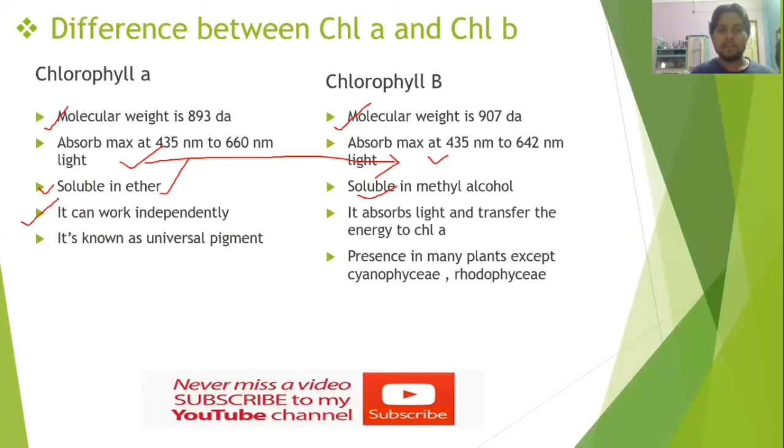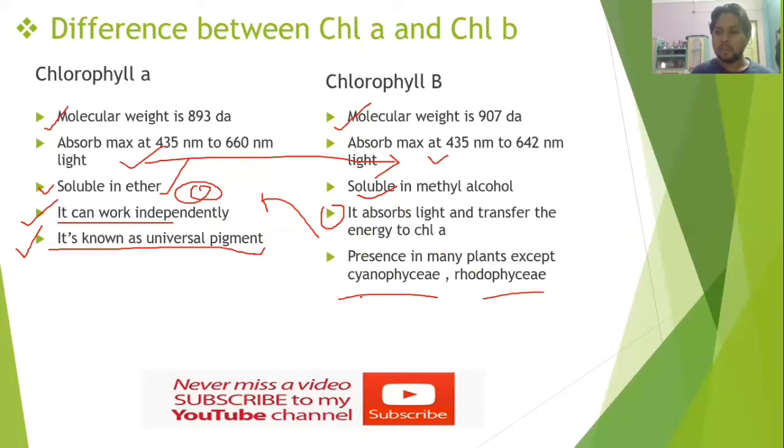Chlorophyll A can work independently, that is, it can do the photosynthesis process by itself. Chlorophyll B absorbs light and transfers the energy to chlorophyll A. It means chlorophyll B can't do photosynthesis alone without chlorophyll A. Its work is to absorb the light and transfer the energy to chlorophyll A, and then chlorophyll A will do the process. Chlorophyll A is known as the universal pigment. Why? Because it's present in every photosynthetic plant species. And chlorophyll B is present in many plants except Cyanophyceae and Rhodophyceae. This is the difference between chlorophyll A and chlorophyll B.